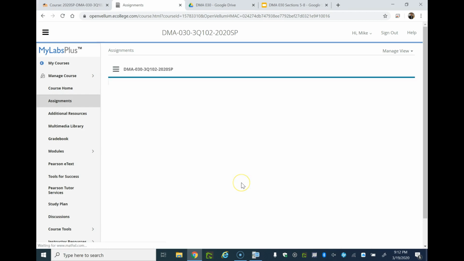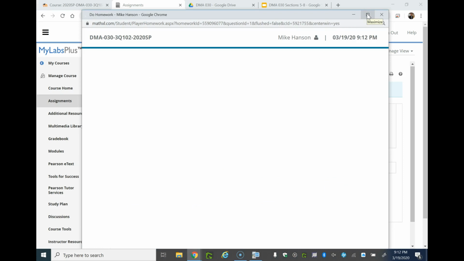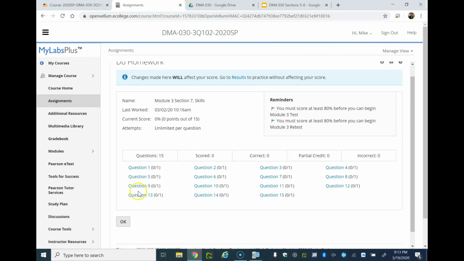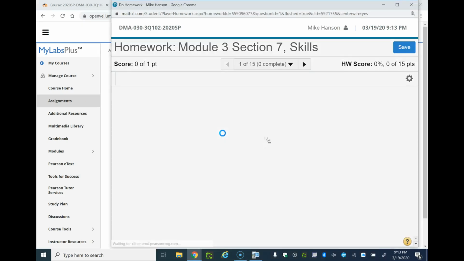If I click on section 7, if it'll come up. Let me try it one more time. Section 7 is not coming up right now, but if you go through the sections, you will see how exactly you use the same strategies and methods to actually solve this section.